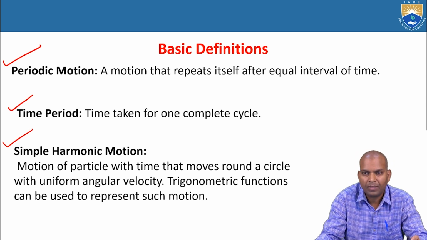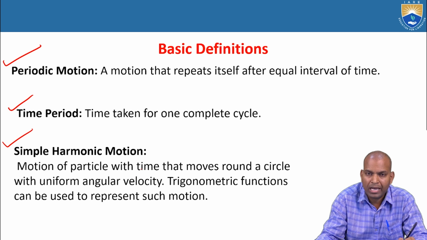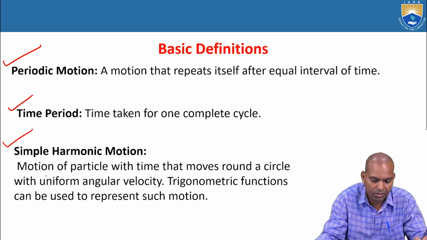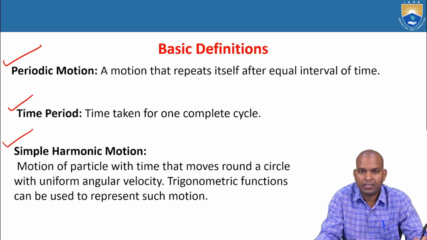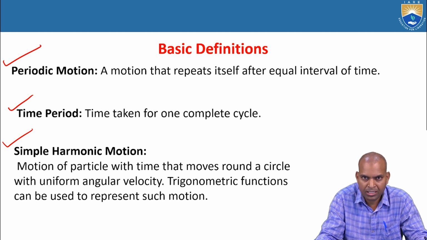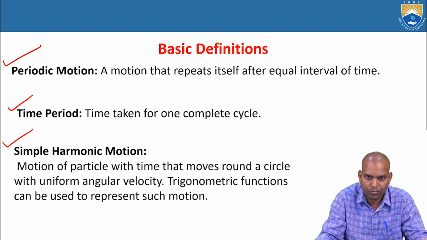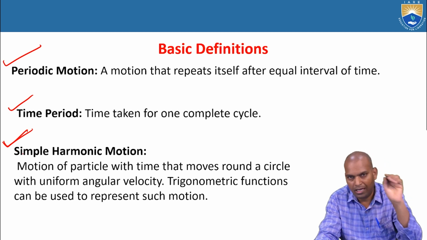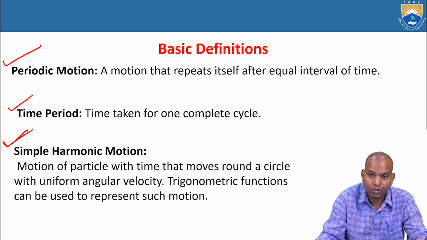And simple harmonic motion is nothing but the motion of a particle that moves around a circle with uniform angular velocity. Trigonometric functions are used, that is sin omega t and cos omega t. Sin theta and cos theta terms are to be used. Such motions, circling with uniform angular velocity, are known as simple harmonic motion.